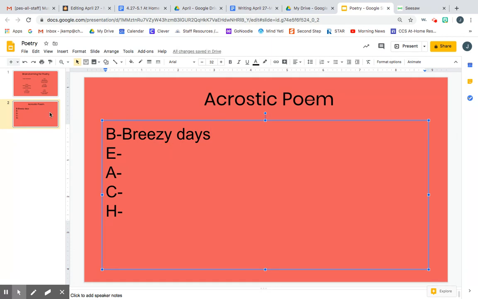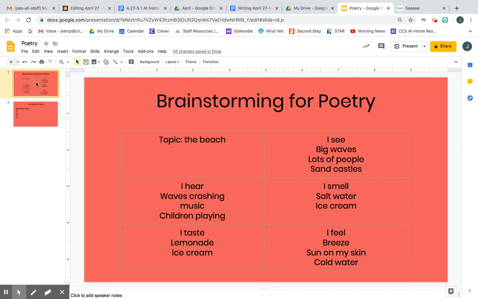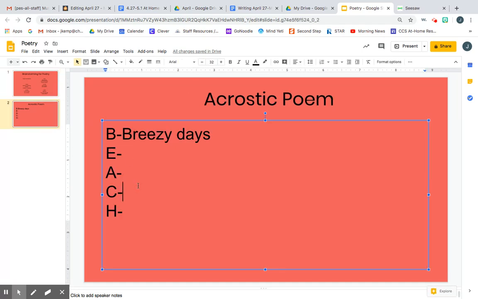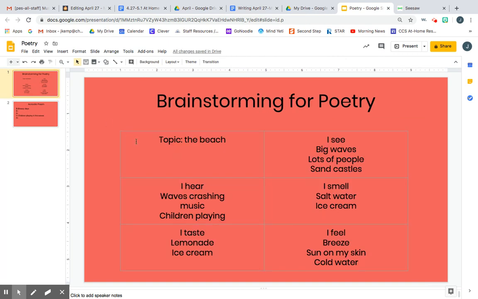And then I also see cold water, and I see children playing for C. So I had two C's. So I'm going to kind of combine those and put children playing in the water, or in the waves. Children playing in the waves. I don't think I have any of the other letters. So now I'm going to have to think a little bit more and maybe see if I can figure out how to change some of these.